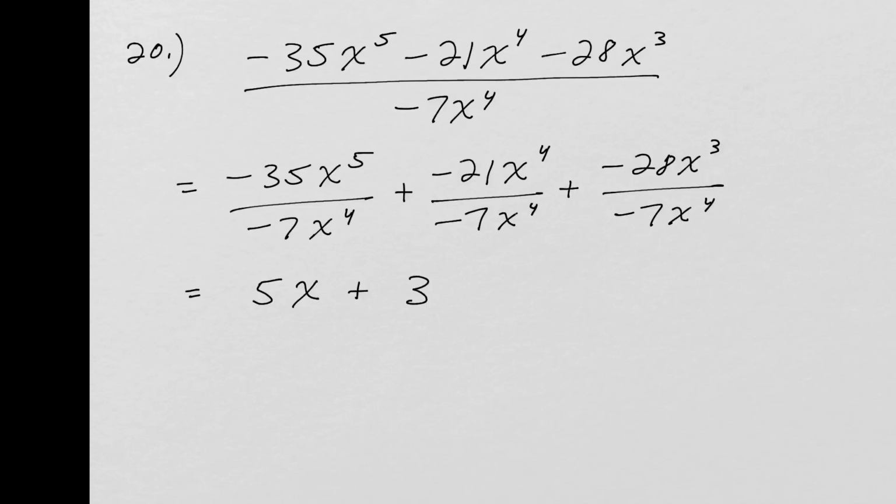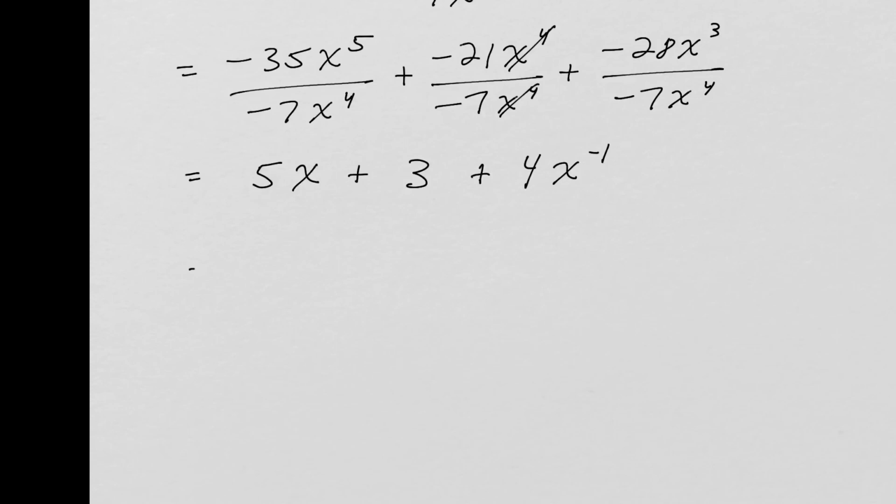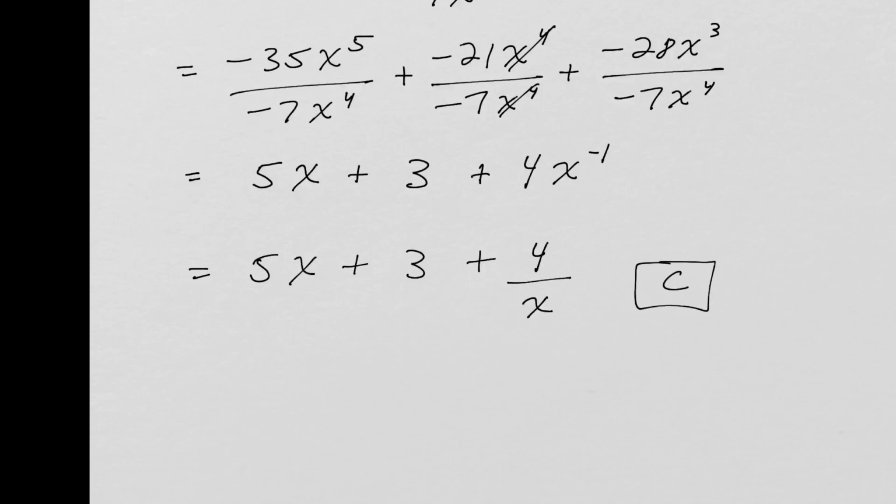Negative 21 over negative 7 is positive 3, right? x to the fourth over x to the fourth is just 1, right? These cancel, or you get x to the 0, which you could also write as 1. And then plus negative 28 over negative 7 is positive 4, and then x to the third divided by x to the fourth is x to the 3 minus 4, which is x to the negative 1. But then we wouldn't want to leave it with a negative exponent, so we'd write that last term with the 4 staying in the numerator, but the x going to the denominator as x to the positive 1, right? So then C would be the correct answer for that last one.